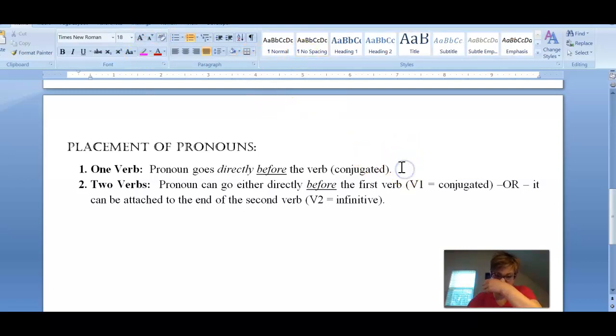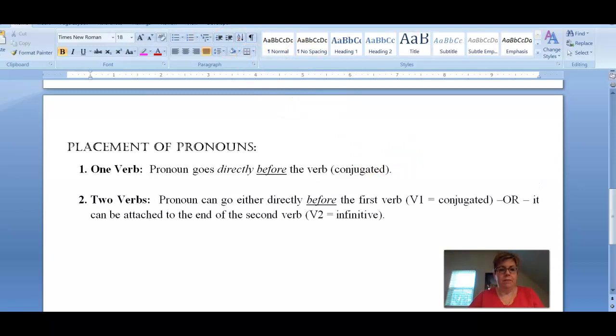All right, so let me give you an example. So we'll do an example for this one first. All right, so if I'm going to say, I buy a book. Yo compro un libro, which means I buy it, right? And we're going to replace, libro is our direct object, so we're going to replace it with lo, right? So where am I going to put that lo? It's going to be yo lo compro, because it goes directly in front of my verb, and my verb is compro, okay?